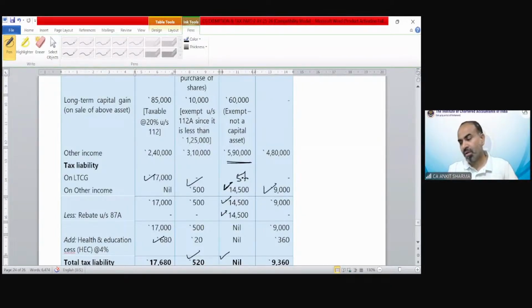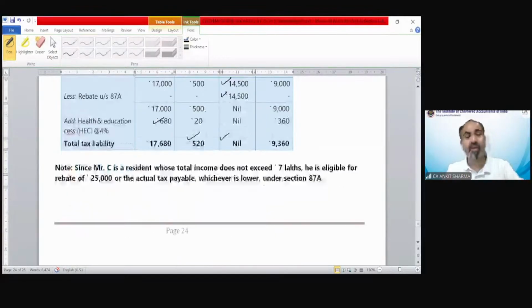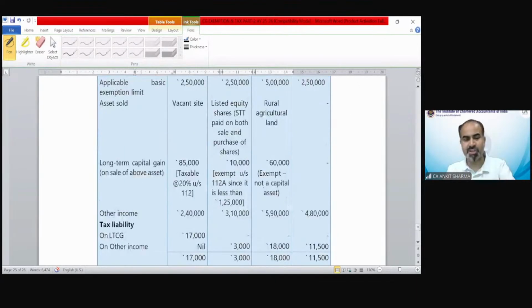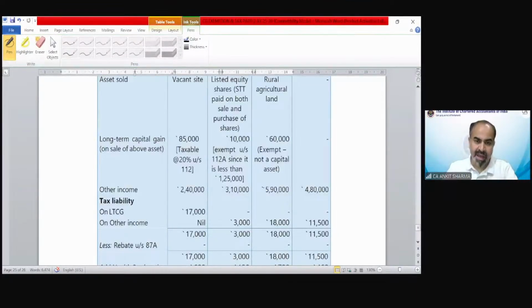So try to solve case number D also, and try to solve these examples under default tax regime also. Clear? The solution is here. It's kind of a homework for you. And we can discuss if there is any problem in our problem class.